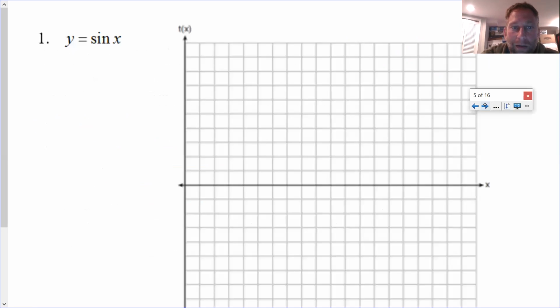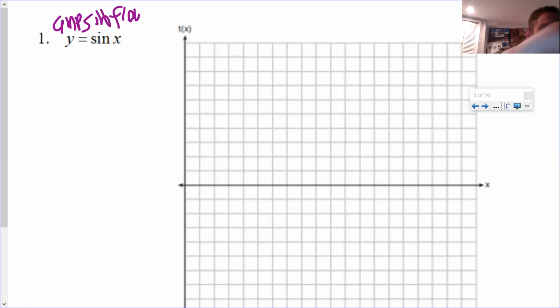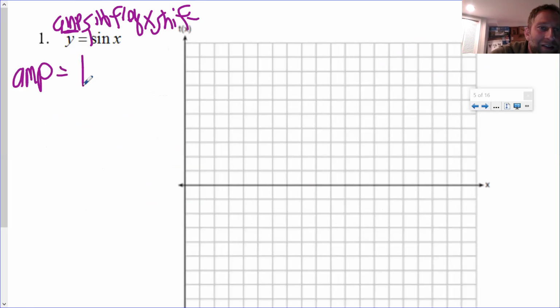So let's take a look at number 1 here. Amp sine freq x shift. I'm going to write that above it, and I'm going to list my values. Amp. Amp is what's in front of sine or cosine. There's a 1 in front of sine, so my amplitude is 1. Is it sine or cosine, positive or negative? Well, here it's positive sine because it says sine and it's positive.